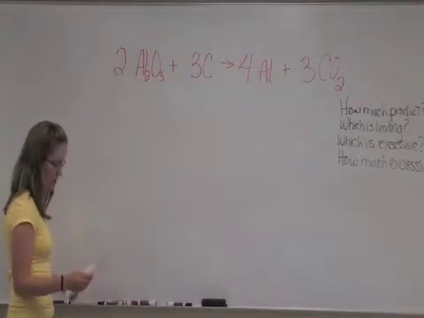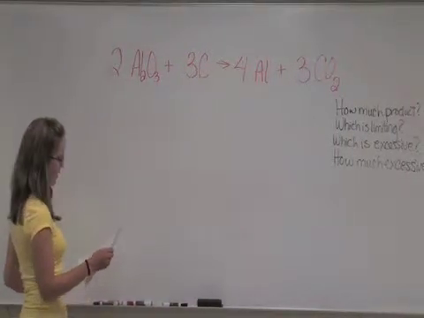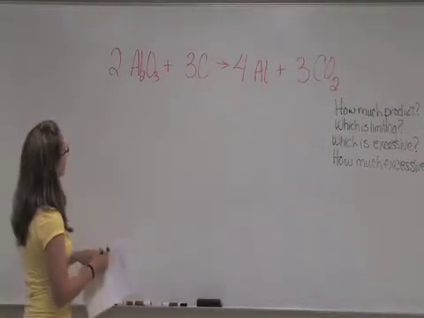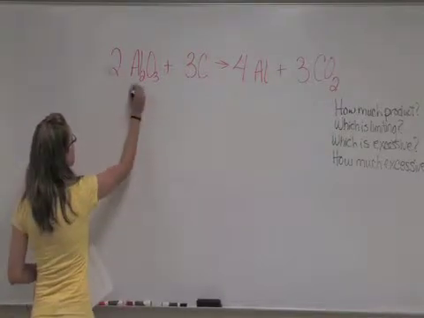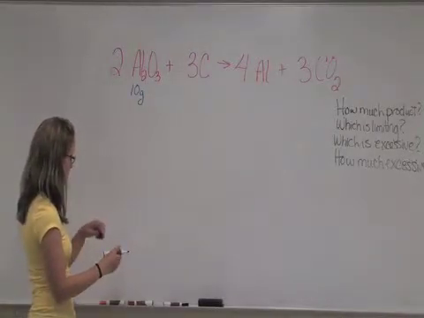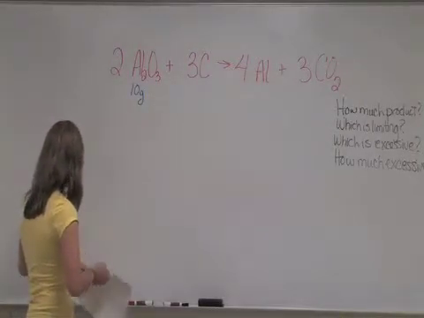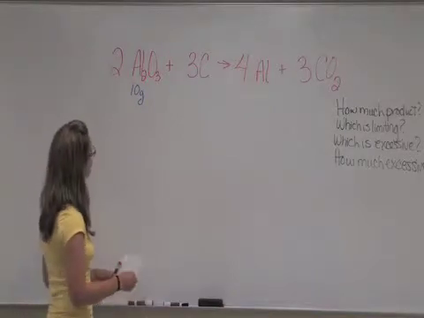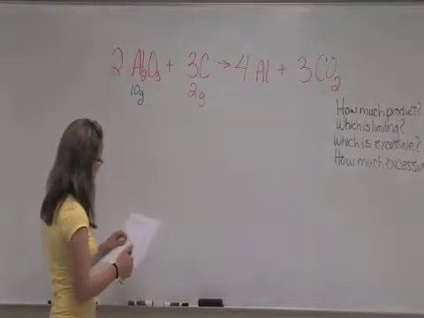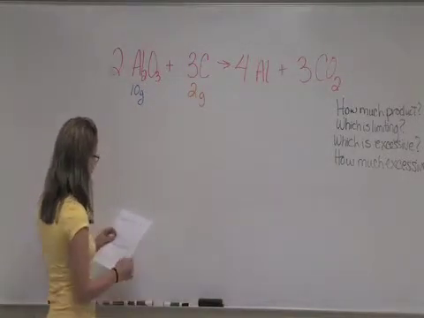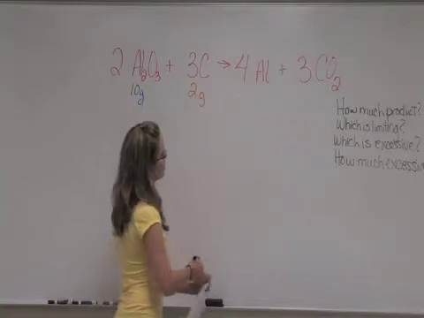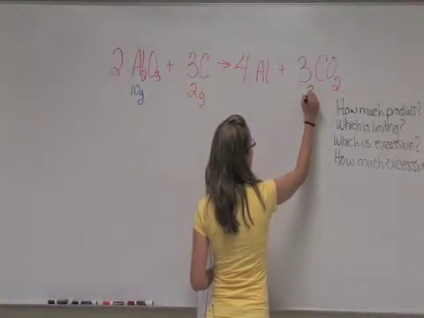So this question 14 in the practice sheet says a really cool chemist has 10 grams of aluminum oxide and 2 grams of carbon. And the question says how much CO2 is formed. So we want to know how much of this product can be made.